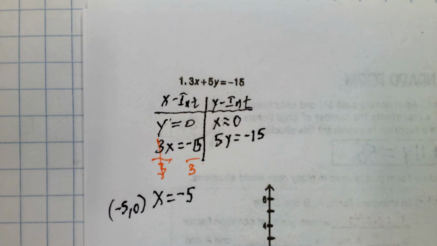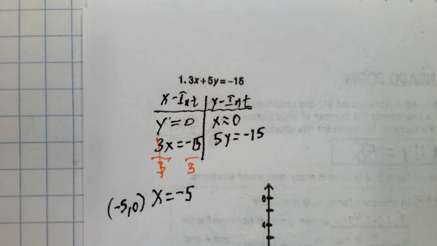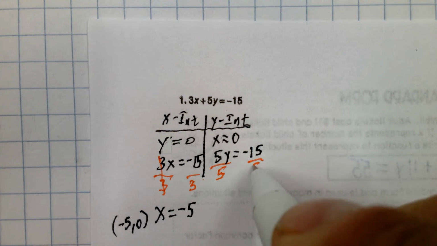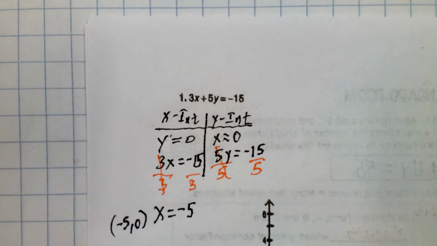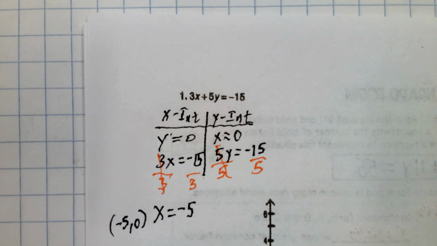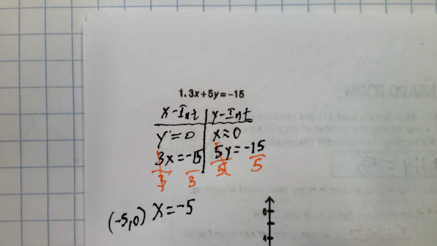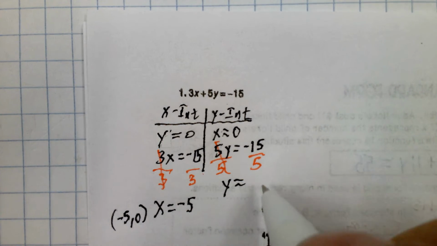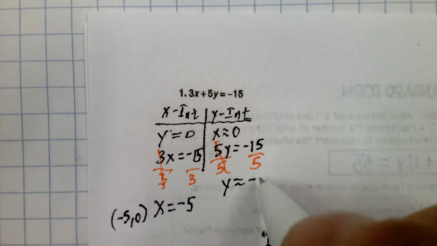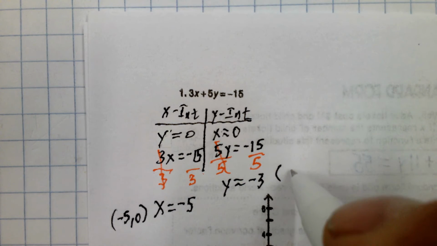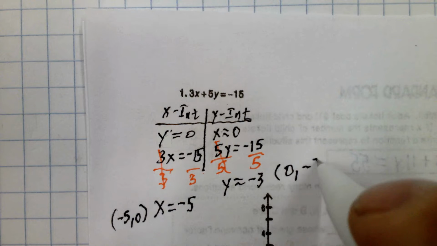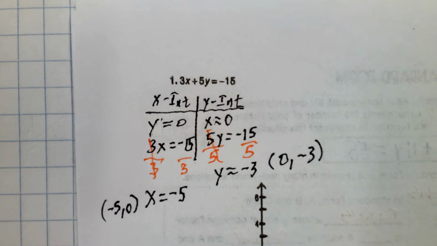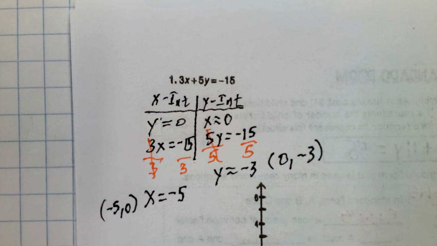Okay? And we're going to solve this. So I'm going to divide both sides by 5. So this cancels. And I get y equals negative 15 divided by 5, which is negative 3. So this is going to be 0, comma, negative 3. Okay? Any questions?